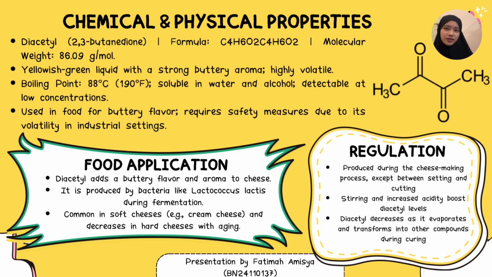Lastly, let's discuss regulation. During cheese making, diacetyl is produced by bacteria acting on citrates. Factors like stirring and acidity can increase diacetyl levels. However, as the cheese ages, diacetyl decreases. It either evaporates or converts into other compounds. This also influences the final taste. This natural balance is key to creating the unique flavors we associate with different types of cheeses.